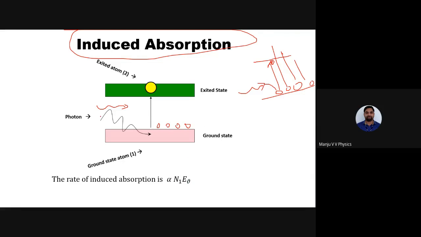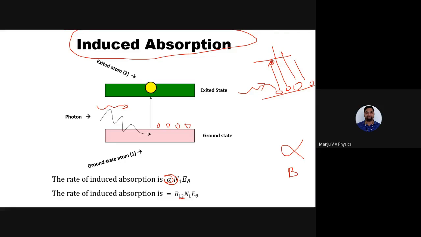E mu is nothing but the incident energy. I should remove this proportionality sign, because this is actually a proportionality constant. What is the procedure? I should add some constant. Let me add B as one of the constants: B1,2 I have written.